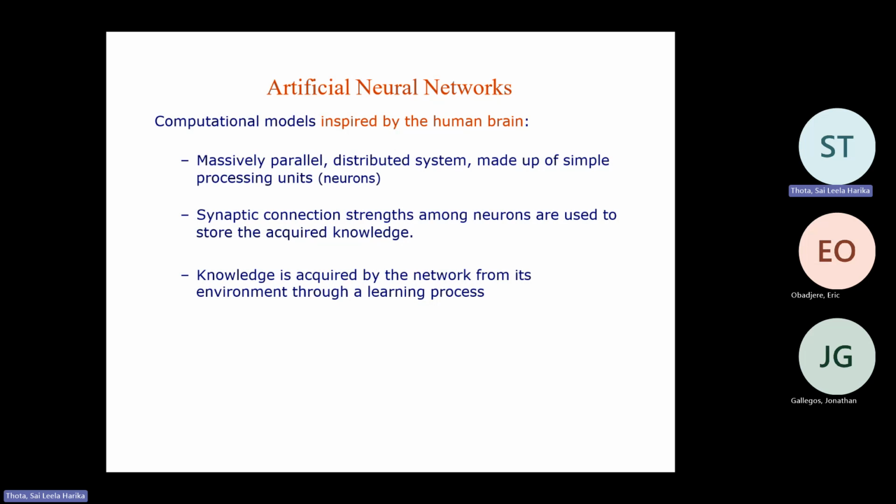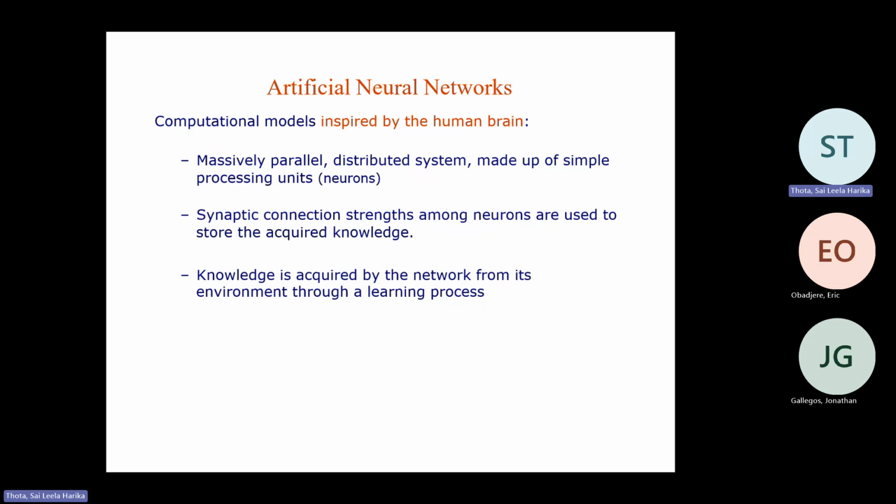Now coming to artificial neural networks, these are completely inspired by the human brain. They did not consider any other animal's or living organism's brain structure. The artificial neural networks that we deal with nowadays are completely developed based on the idea of the human brain. They are massively parallel distributed systems made up of simple processing units called neurons, in the same way as the biological neural system. The synapse connection strengths among neurons are used to store the acquired knowledge.